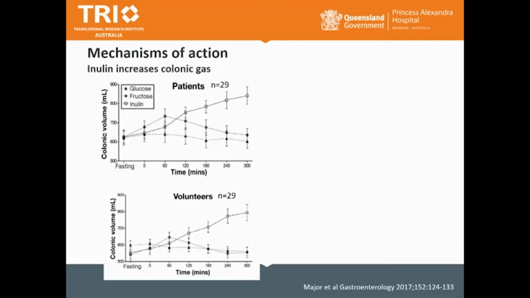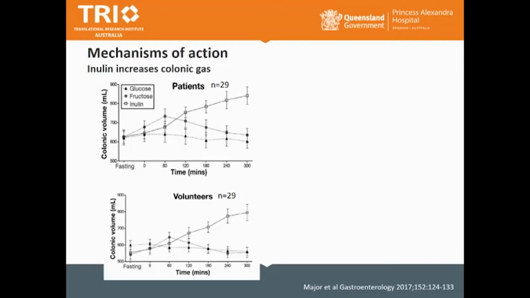And then the other mechanism relates to gas production. So this is data from the same group in patients and in healthy volunteers, so people without irritable bowel syndrome. If you give inulin at 40 grams compared with glucose, and the other one's fructose, you can see inulin induces a huge increase in colonic volume compared to the other two sugars. And exactly the same thing happens in healthy individuals. So the physiological outcome is the same.